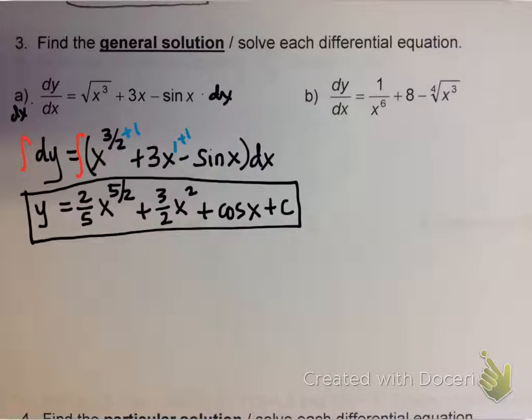The difference here is that when we have a dy dx, we have to separate variables, and that's a really important thing to do. Okay, so separating variables just means getting all the y's on one side and all the x's on the other side.